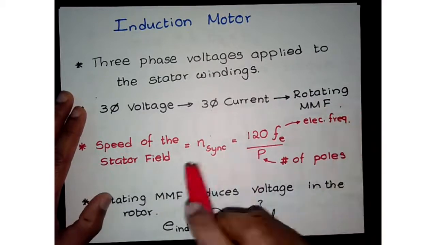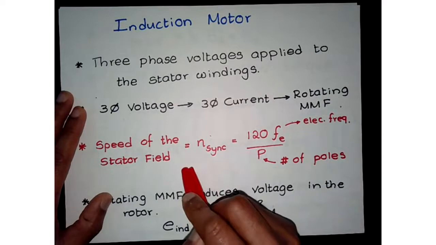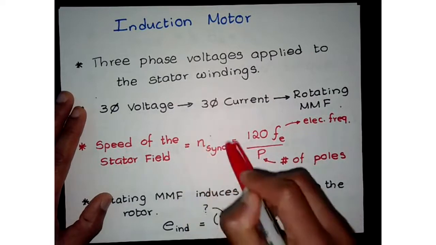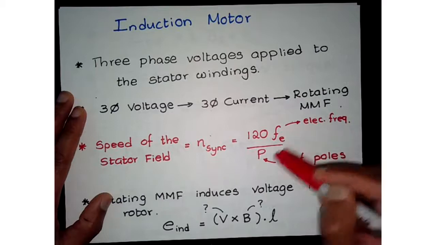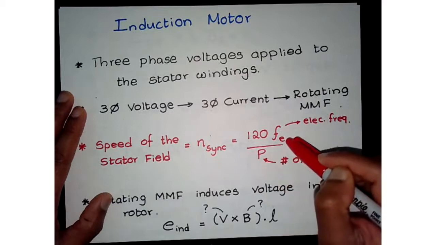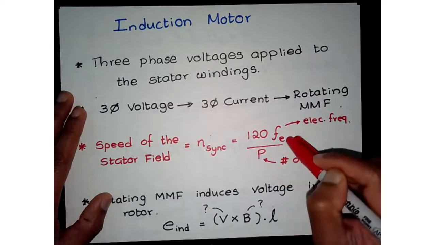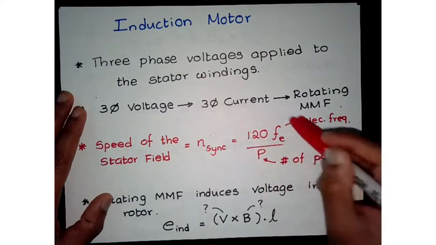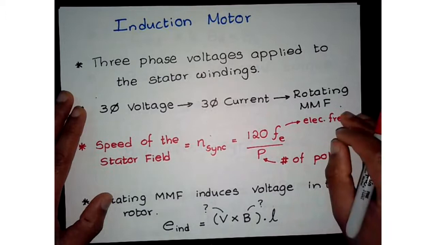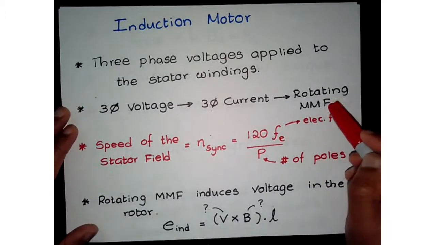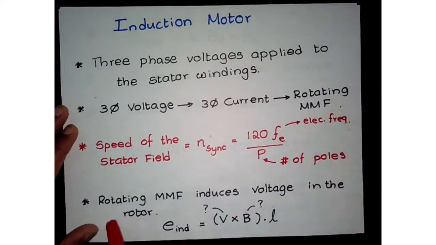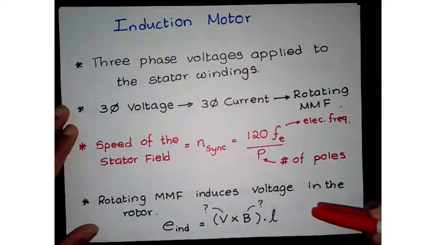Okay, and that speed of the stator field, we call the synchronous speed, is determined by the number of poles as well as the electrical frequency. Okay, number of poles and the electrical frequency, and this is the relationship to find the synchronous speed. And this rotating MMF, we said, is going to induce voltages in the rotor.